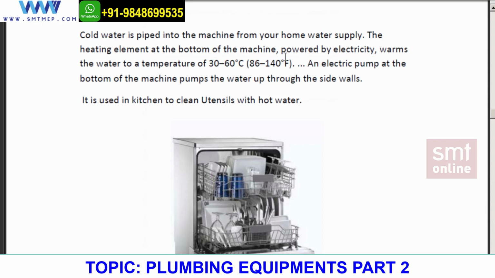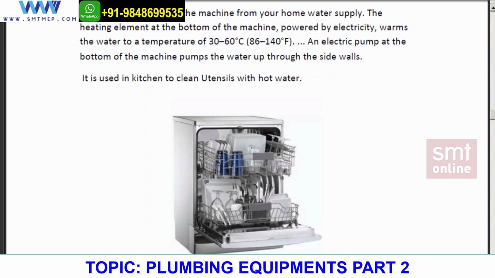Cold water is pumped into the machine, I mean the dishwasher, from your home water supply. Okay. The heating element at the bottom of the machine is powered by electricity. Once the water reaches a temperature of 30 to 60 degrees centigrade, an electric pump, we do have a very small pump inside also. We don't calculate this because it's an equipment, so it automatically comes from the manufacturer. Okay, no need to worry about this pump.